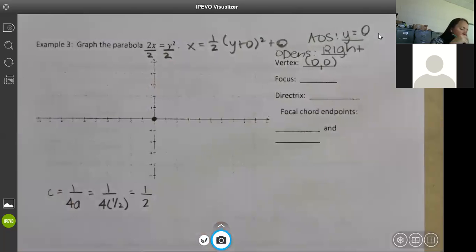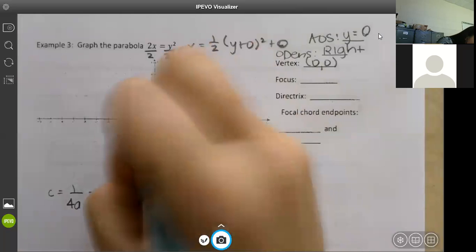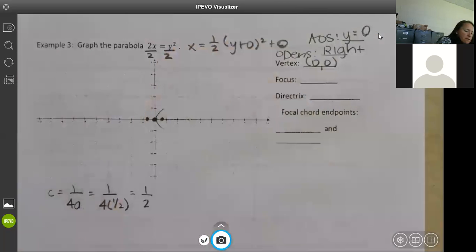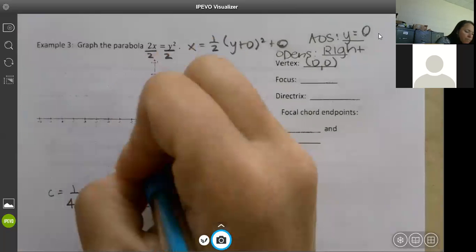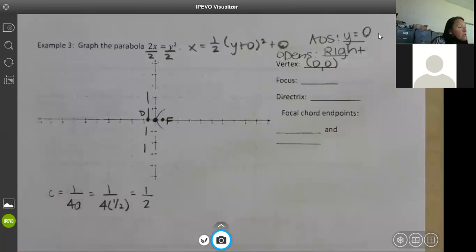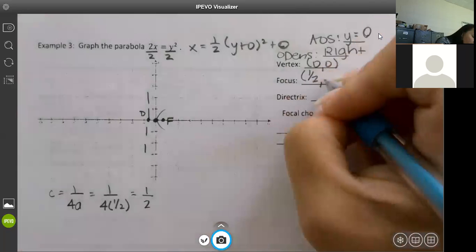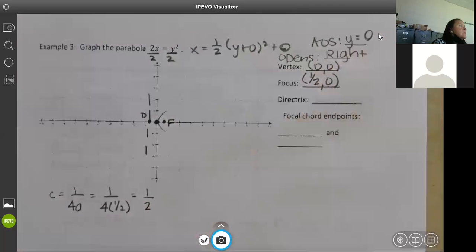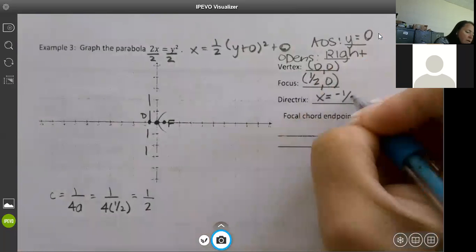Since it's a left-right parabola, we go to the left 1/2 and to the right 1/2, and we said it opens to the right. So this one is our focus. This one is our directrix. So again, talk yourself through it. Your focus to graph it, I went to the right 1/2 and up none. Your directrix, it crosses the x-axis and it crossed through negative 1/2.